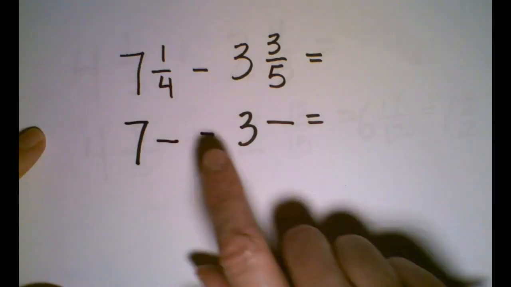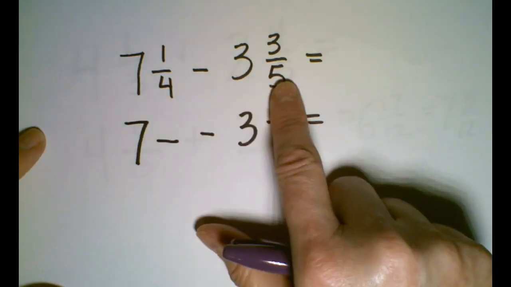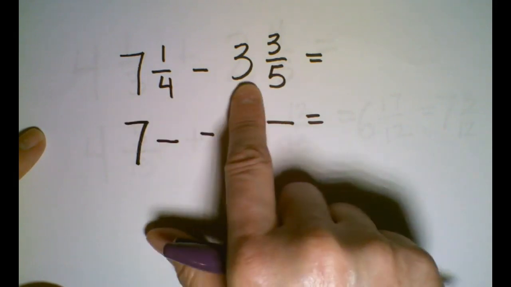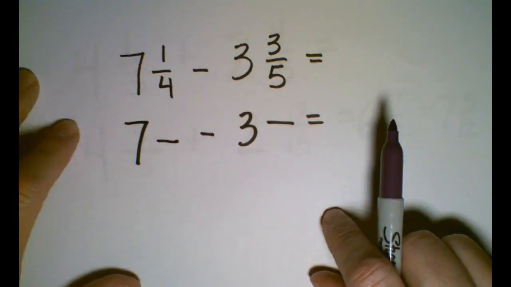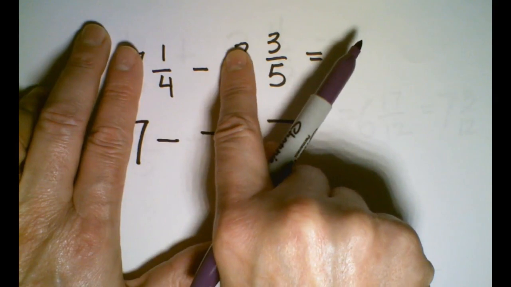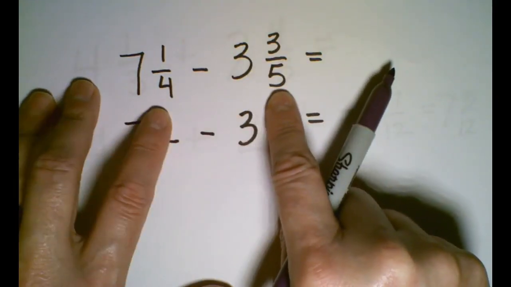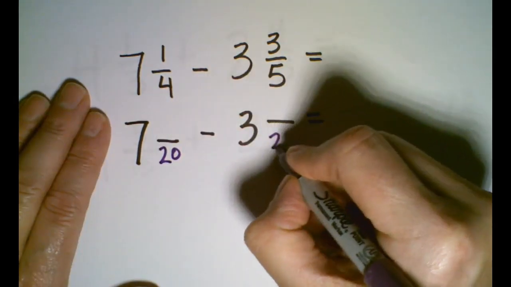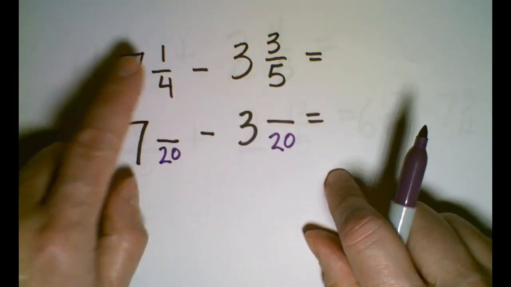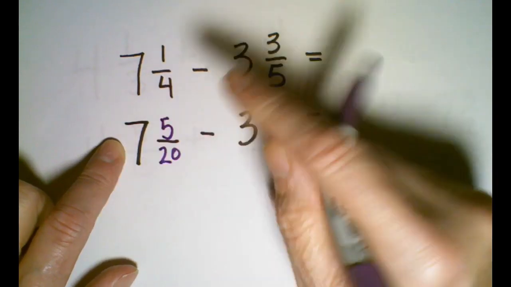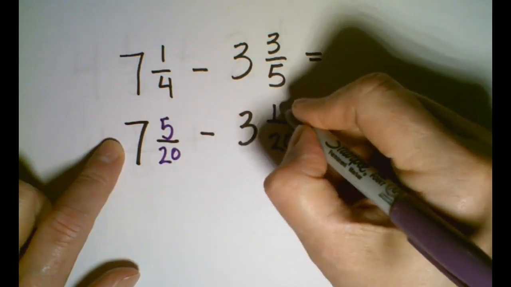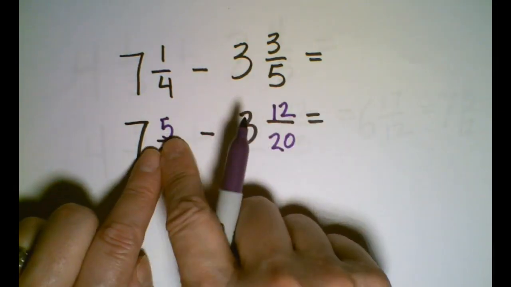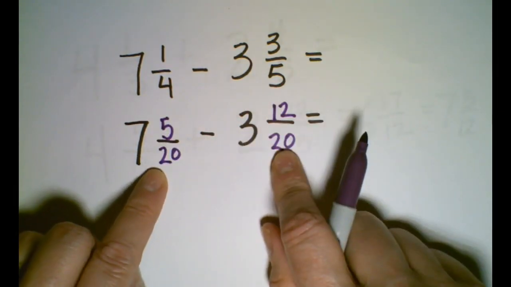Now I'm looking at a subtraction problem with fractions, unlike denominators, and even including mixed numbers. So again, the first step, let's just look at the fractions. Common denominator, multiply 4 times 5. Cross multiply to get each numerator. And now I take a look at this and I say, okay, I've got 5 twentieths minus 12 twentieths.